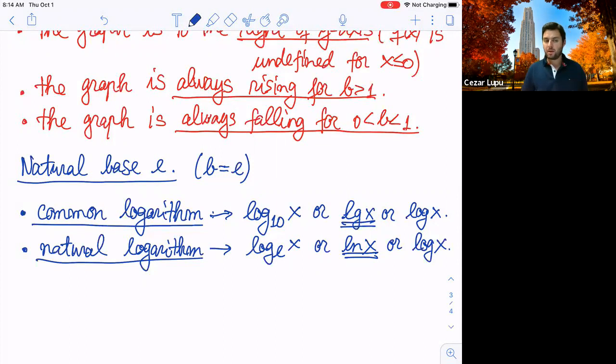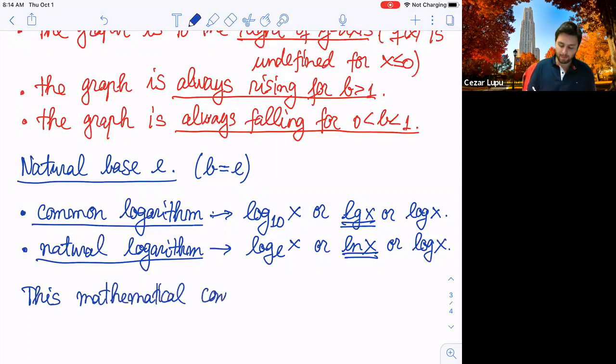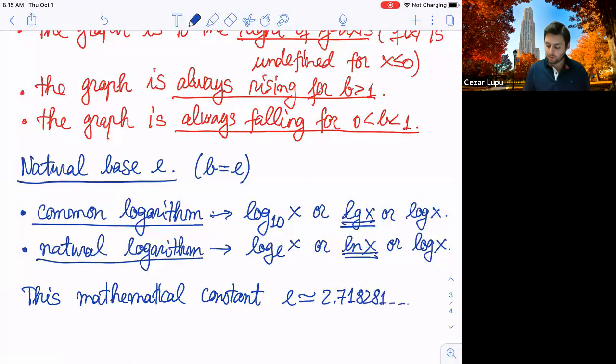And now let me explain a bit about this constant. This mathematical constant e is an irrational number. It's even more, it's a transcendental number, whatever that means. So it's something like 2.718281, and you keep going. It doesn't stop.